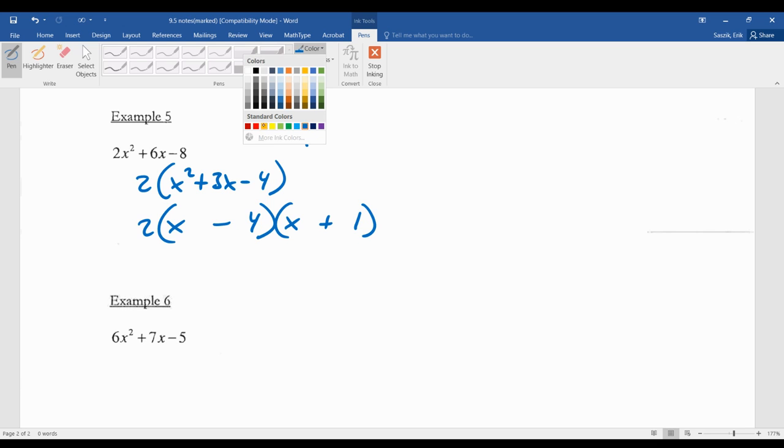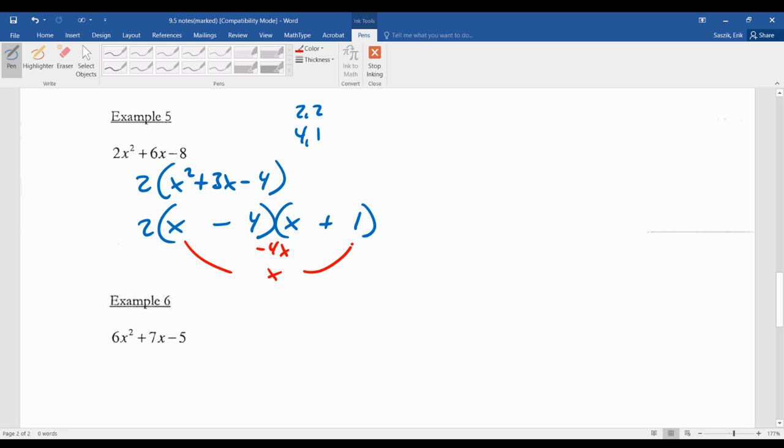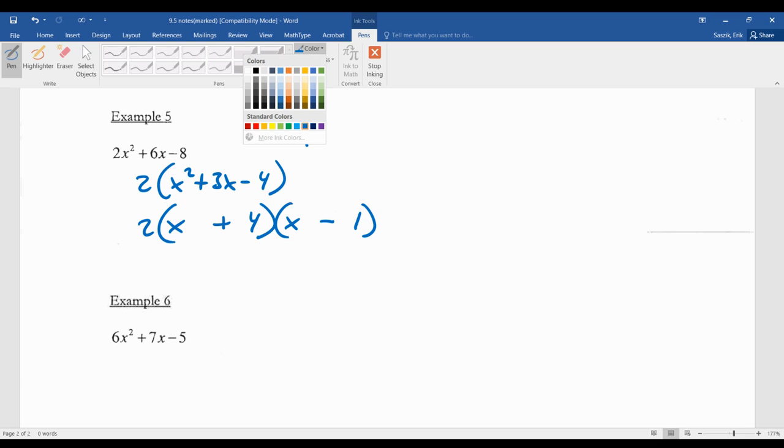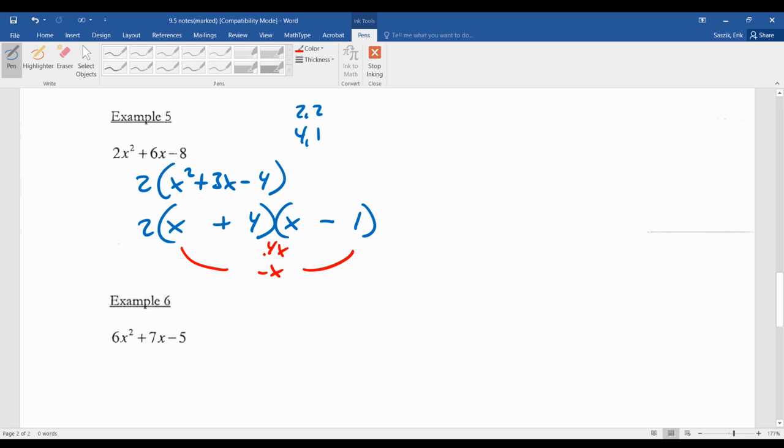And now I'm going to do my check. You see this is negative 4x, and this is positive x. Okay, and that makes, whoops, that's not right, is it? See, what's wrong with that? That gives me negative 3x, but I need positive 3x. So I have my signs backwards, all right? So what I mean by that is this one has to be positive, this one has to be negative. Now, when I do my check, you see this is 4x, this is negative x, and together that makes positive 3x. It's always good to do a check. That is now correct.